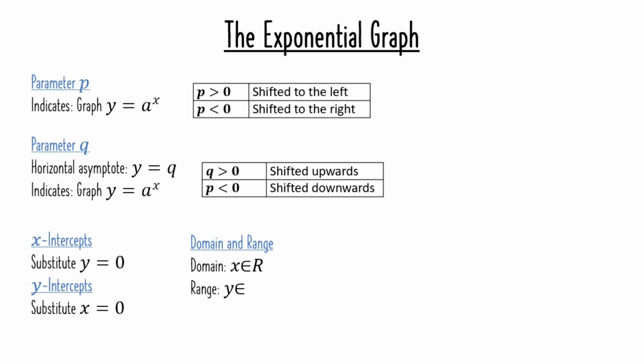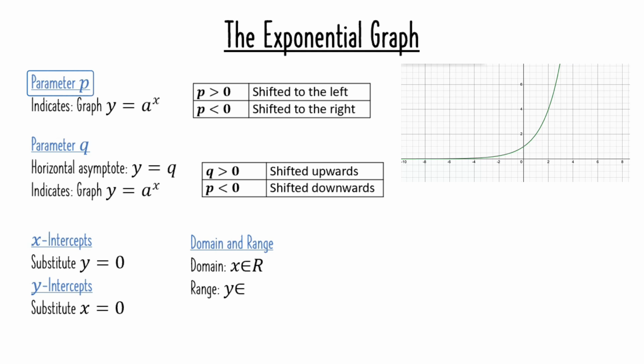Let's take a look at the parameters affecting the graph. We'll start with parameter p. It affects the horizontal shifts of the graph. If p is positive, the graph is shifted to the left. If p is negative, the graph is shifted to the right.